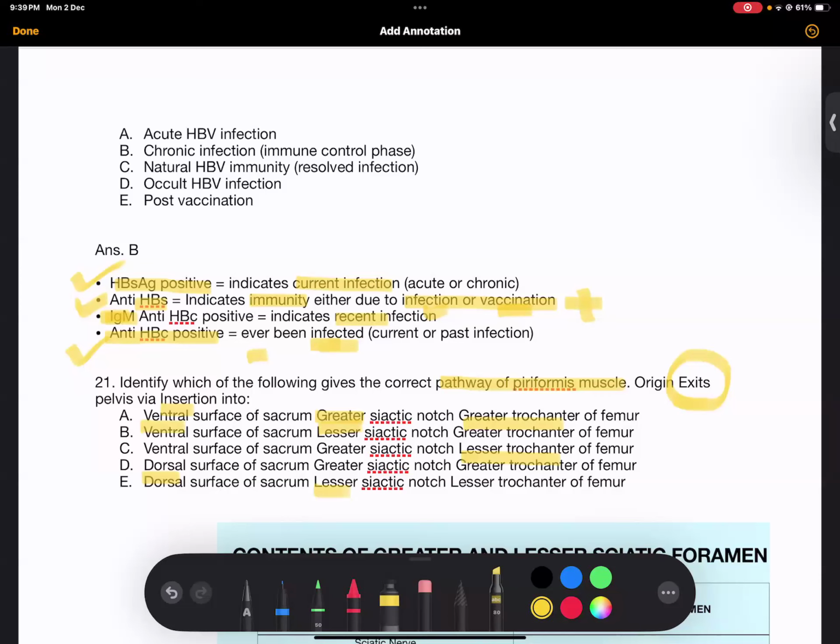Okay, so which D option? Who is saying D option? D option in this or in the previous?